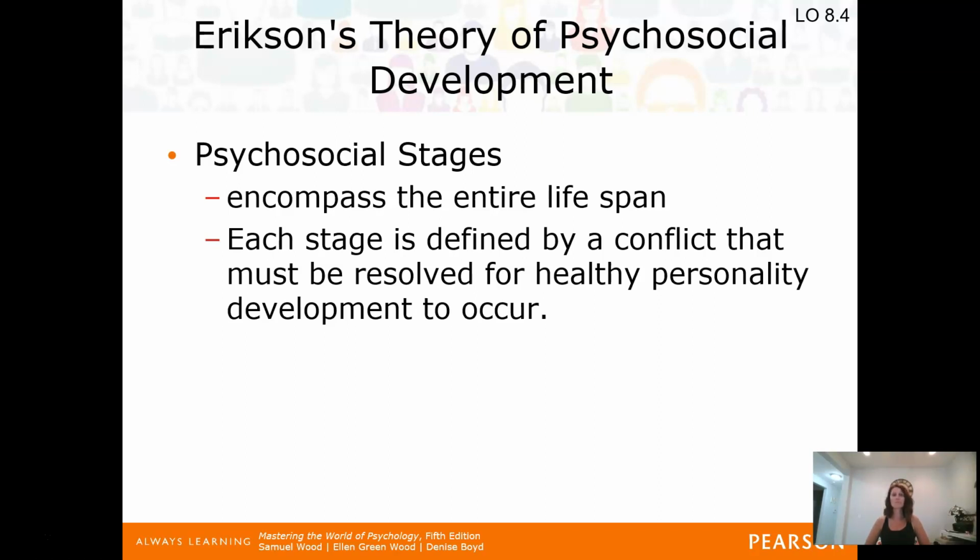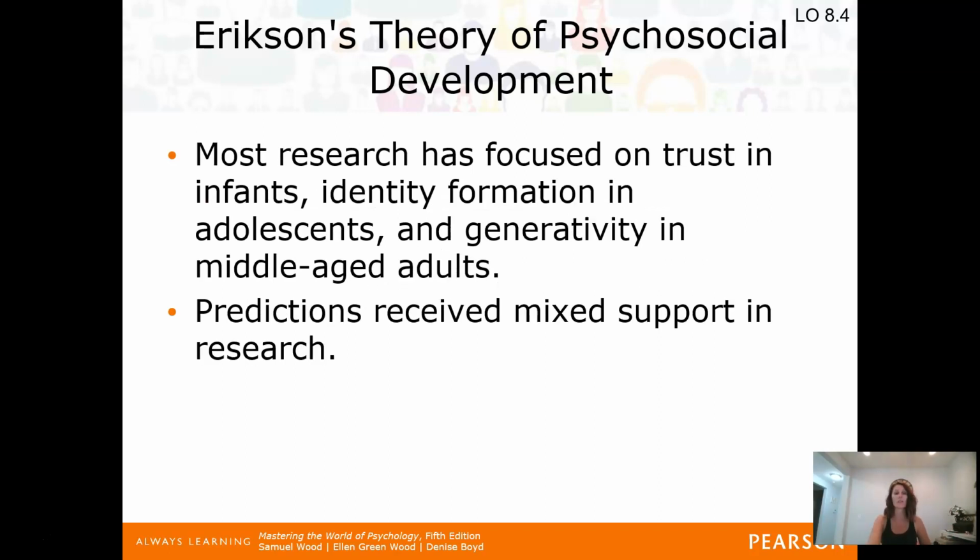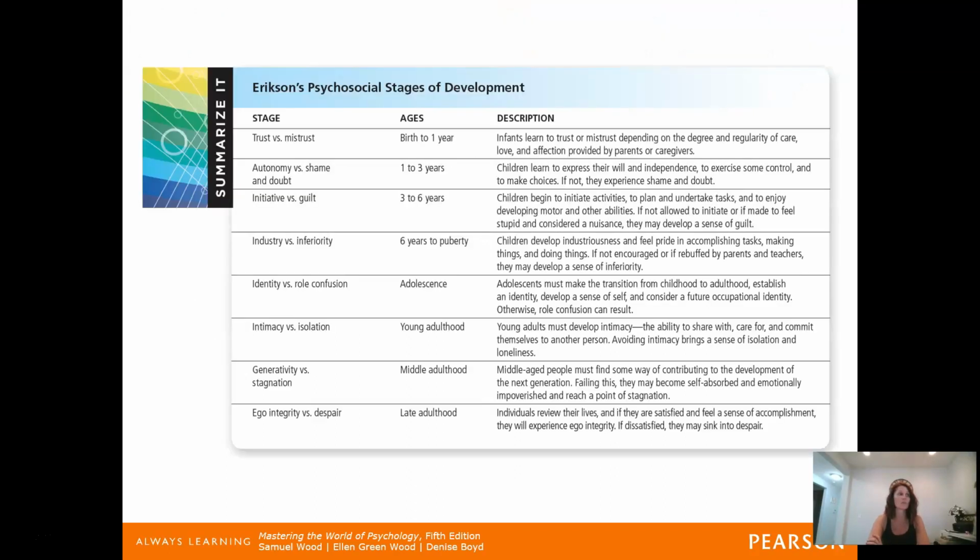and just have a little discussion about them. So Erikson's psychosocial stages encompass the lifespan. So it's the entire life, and each stage is defined by a conflict that must be resolved for healthy personality development as we go further on in life. Most research has focused on trust in infants, identity formation in adolescents, and generativity in middle-aged adults. Predictions have received mixed support in the research.